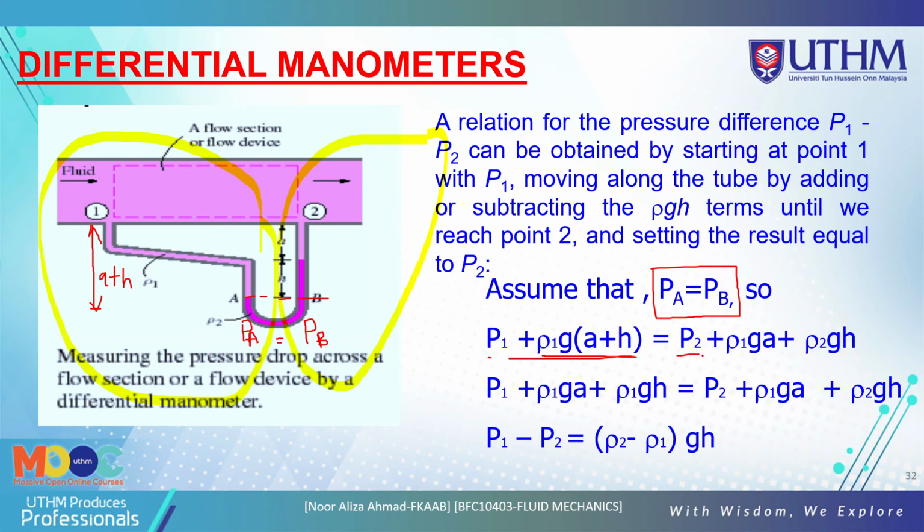Pressure at 2 plus density of 1 here, and this is density 2. So that's why density 1 times g times A, plus density 2 times g times H. So you get this one.